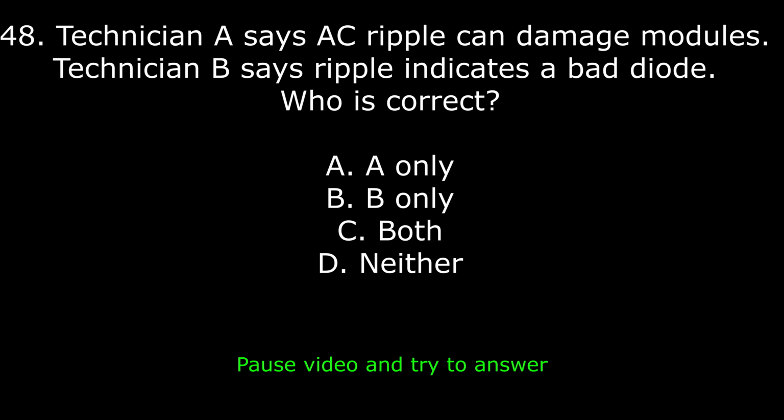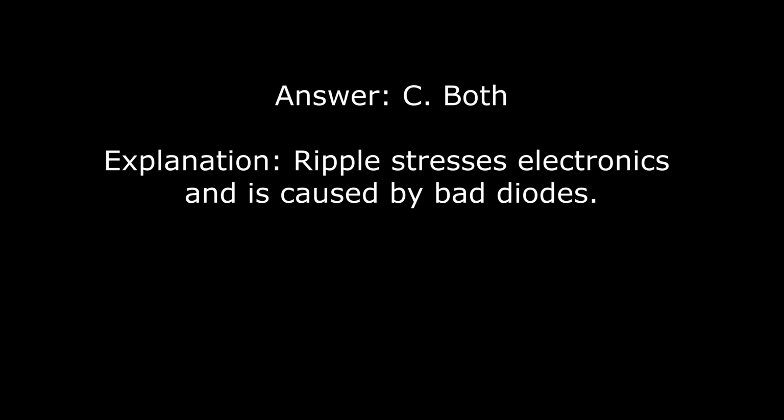48. Technician A says AC ripple can damage modules. Technician B says ripple indicates a bad diode. Who is correct? A. A only, B. B only, C. Both, D. Neither. Answer: C. Both. Explanation: ripple stresses electronics and is caused by bad diodes.